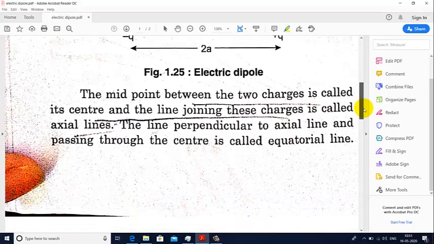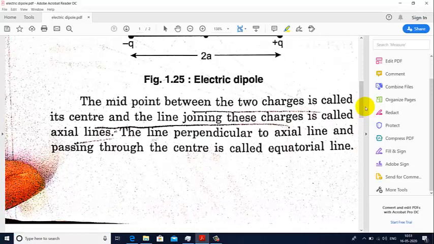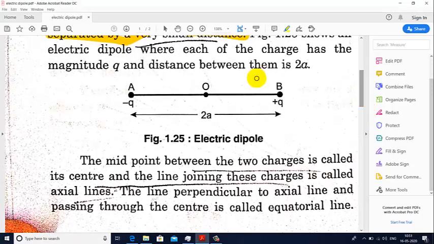So this is electric dipole, and this midpoint O is called the center of the dipole. The line that joins both the charges is known as the axial line. And if we draw a line which is perpendicular to this line, then this line will be called the equatorial line.